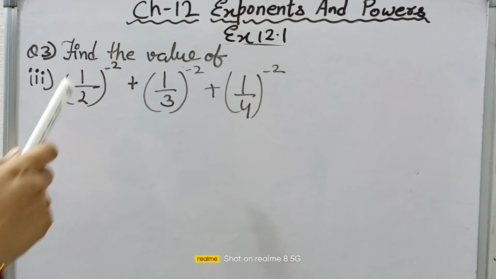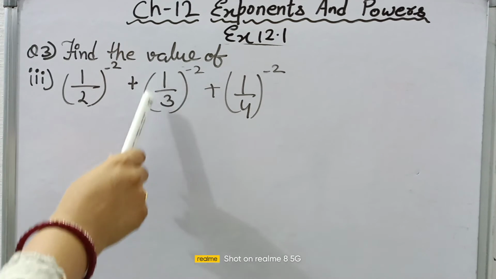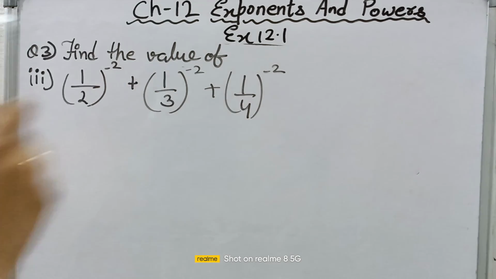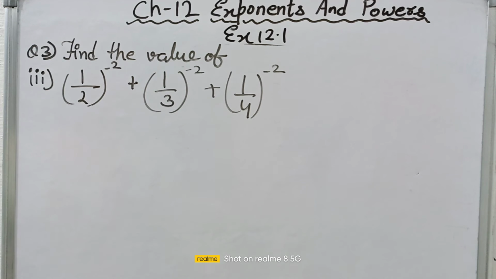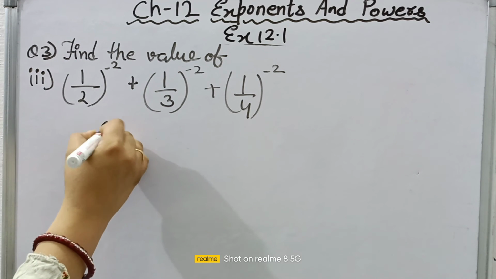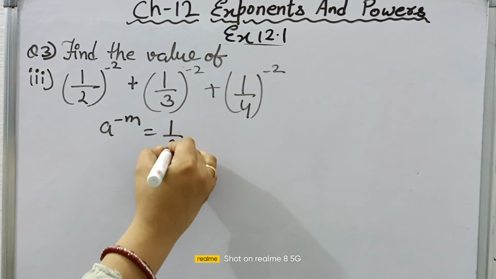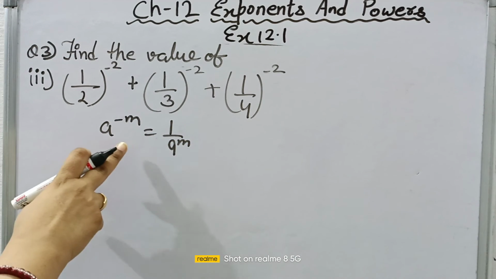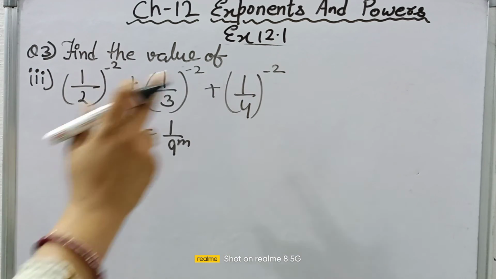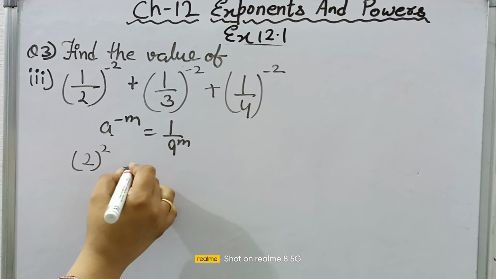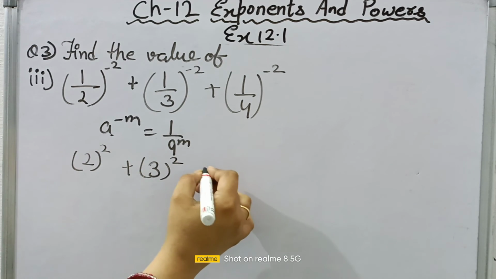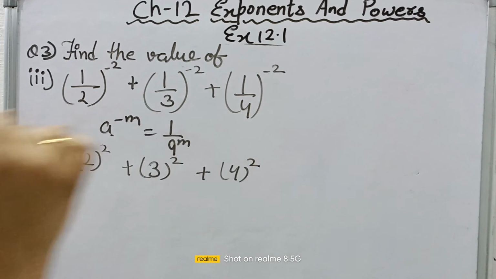Let's see another part. This is 1 upon 2 raised to the power minus 2 plus 1 upon 3 raised to the power minus 2 plus 1 upon 4 raised to the power minus 2. Now we can see exponents are same but bases are different. And one more thing, there is plus, no multiplication. So that means we cannot apply any law. We will simply apply one law, that is a raised to the power minus m equal to 1 upon a raised to the power m. So after applying this law, we can write every term as 2 raised to the power 2 plus 3 raised to the power 2 plus 4 raised to the power 2.